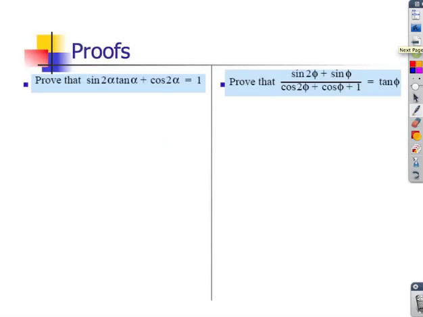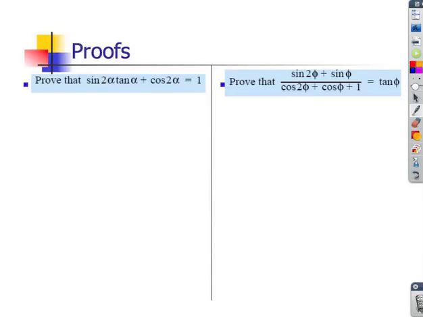Again, when you're doing these proofs, you're just trying to prove that the left-hand side equals the right-hand side. The Greek letter that's being used doesn't matter either, obviously. Sine 2 alpha, tan alpha, cos 2 alpha. On the second half of the slide, it's a phi, sine 2 phi plus sine phi, cos 2 phi plus cos phi plus 1.